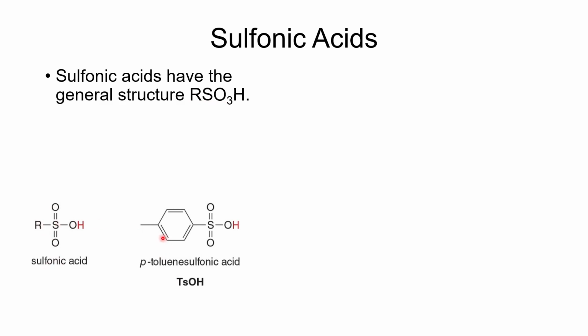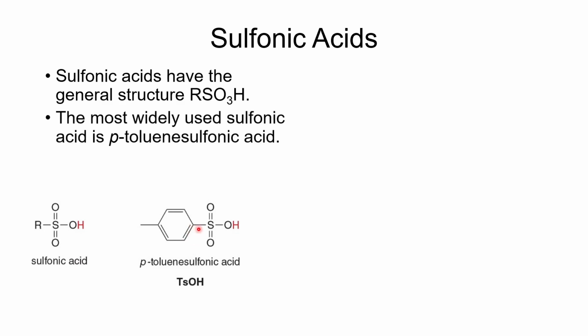We have seen sulfonic acids in the form of toluene sulfonic acid, TsOH. We've talked about that multiple times, so that is toluene sulfonic acid. It is a pretty strong acid. It has a pKa of -7, which is equal to the pKa of hydrochloric acid. What that tells us is that this is a pretty strong acid.